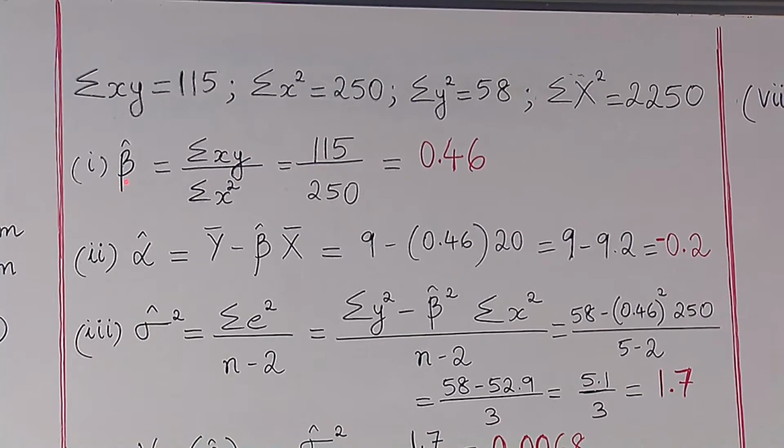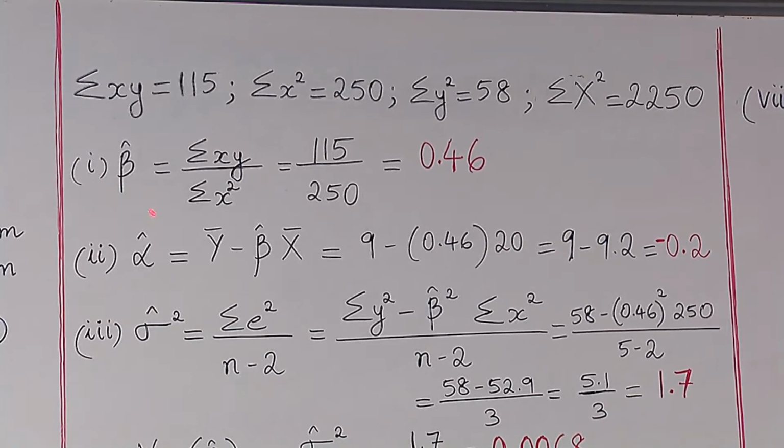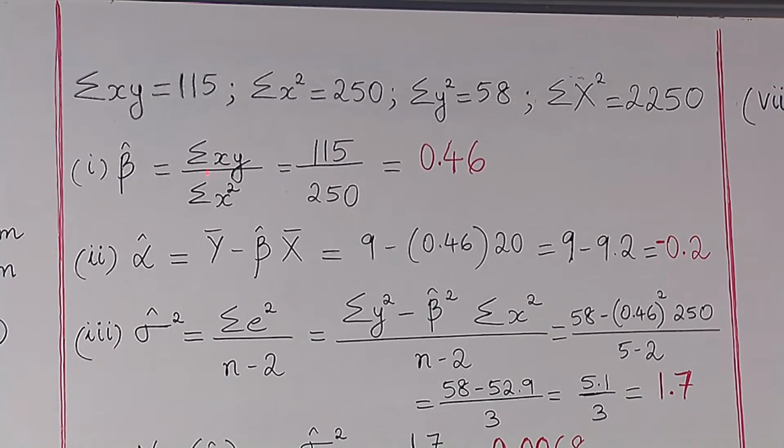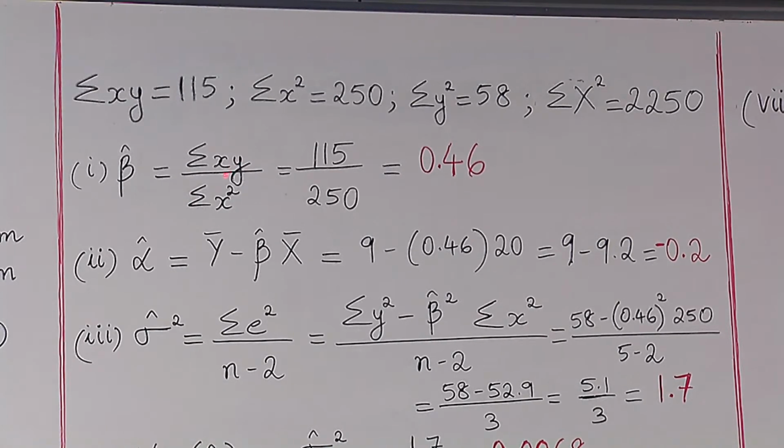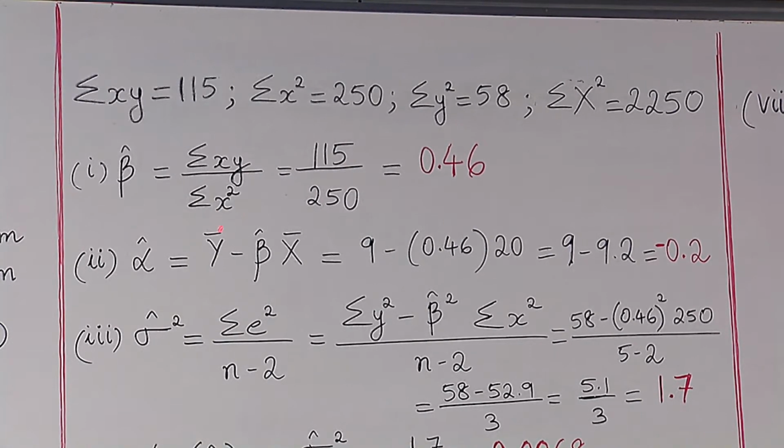The first coefficient is beta hat. As we already know, the formula is sigma xy by sigma x square. Sigma xy as calculated is 115, and sigma sum of square of small x is 250. So, when we divide the whole numbers 115 by 250, the answer is 0.46. So, beta hat value in this problem is 0.46.